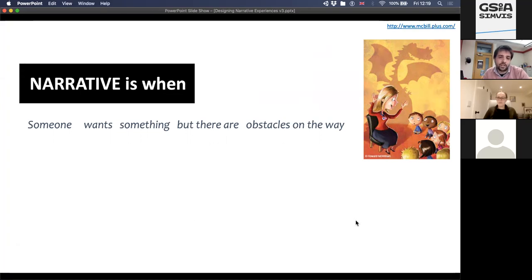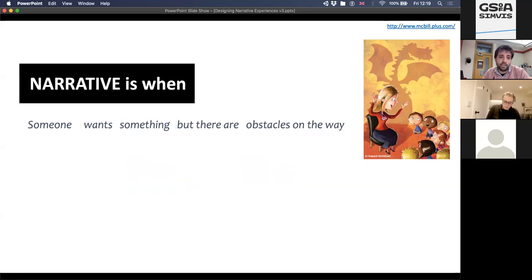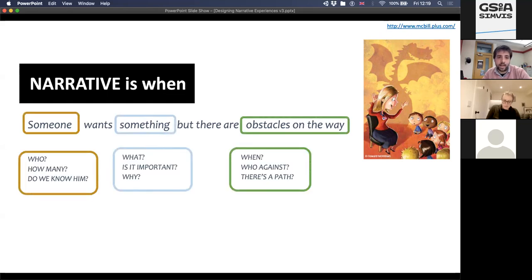For my students in undergraduates, I usually tend to use a very simple definition of what narrative is. For me, narrative is when someone wants something, but there are obstacles on the way. It's so simple, but at the same time, this implies so much, because what is the definition of each individual term? Who is someone? Is it the user? Is it the avatar? Is it the voice? Is it the perspective? I mean, obviously we have here a lot to discuss.